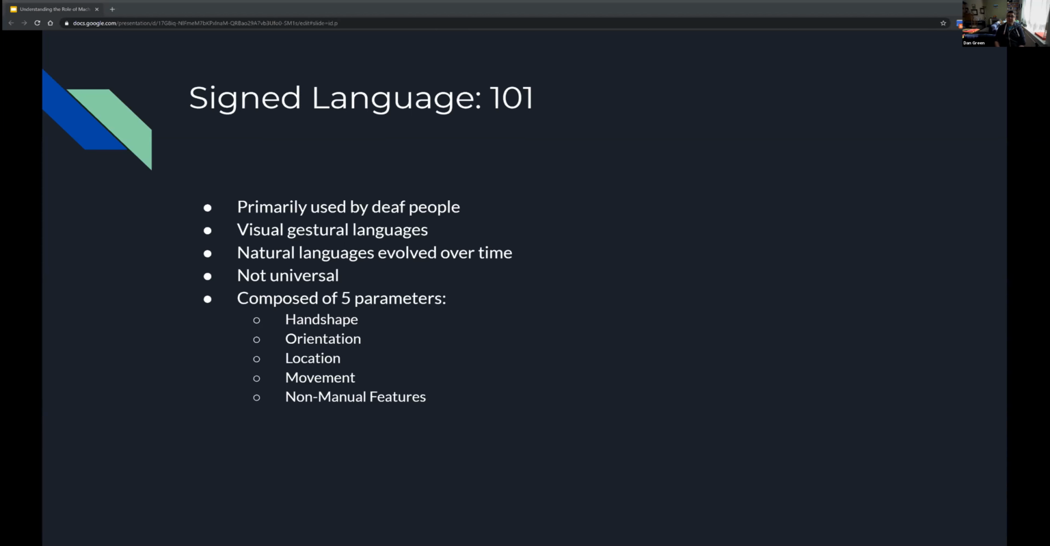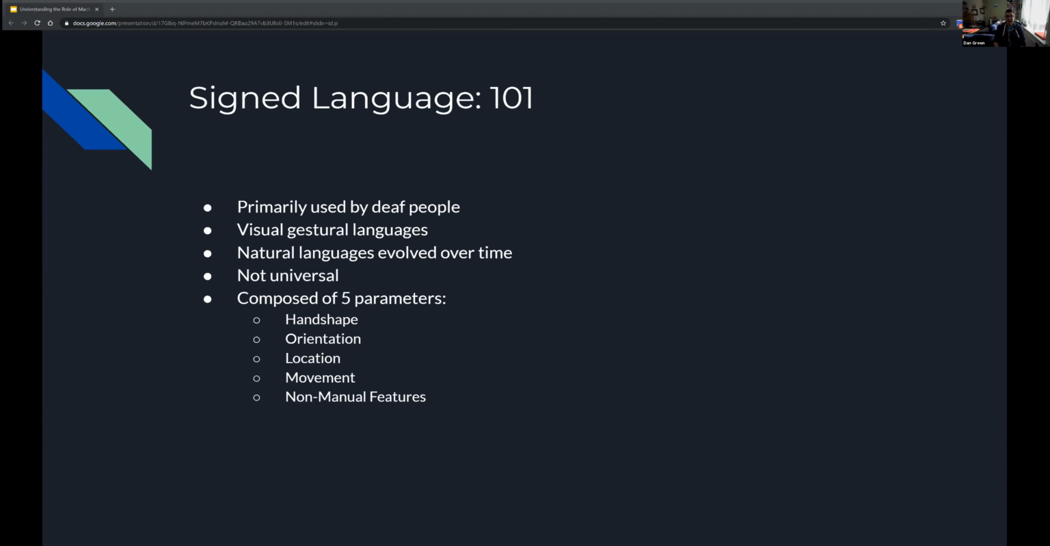We then have movement, which is either a movement from one location to another, or it is to move in a static way. And again, it can change the meaning. A good example for this is the sign true, which in BSL is that. It's the hand slapping this one. However, if I do this sign, that's bread. So it's two almost identical signs. The only thing that's changed is the movement, but the meaning has changed.